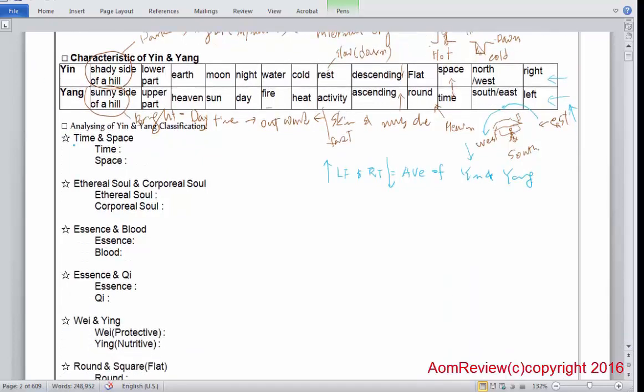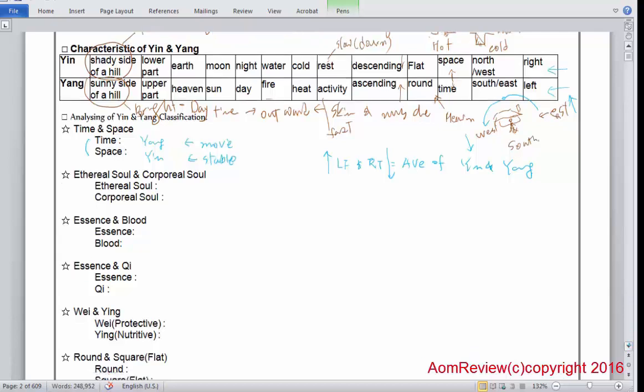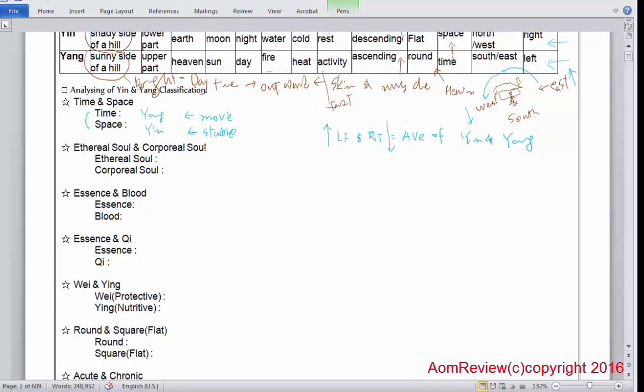Think about it this way. Time and space, which one is yang? We know that this is yang and this is yin, because one is stable and the other is moving. So time is yang.